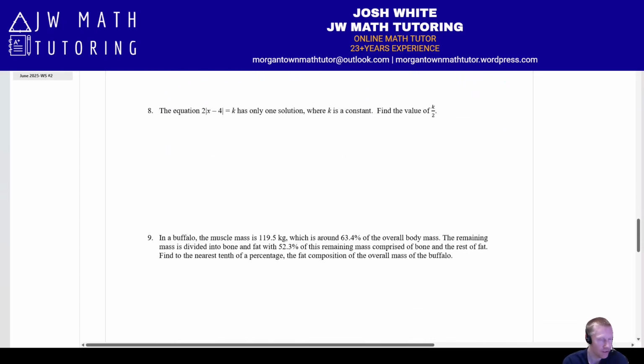All right, let's look at number 8. This is a repeat question. This has definitely appeared a fair number of times in 2024. So for an absolute value equation to have only one solution, essentially it has to equal 0 once you have the absolute value expression isolated by itself.